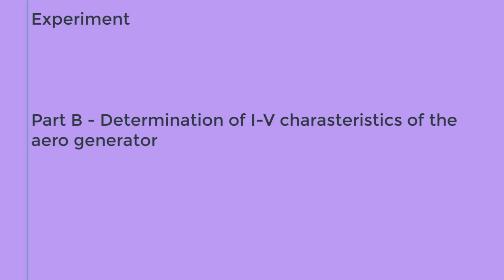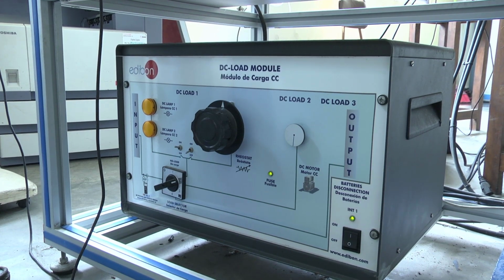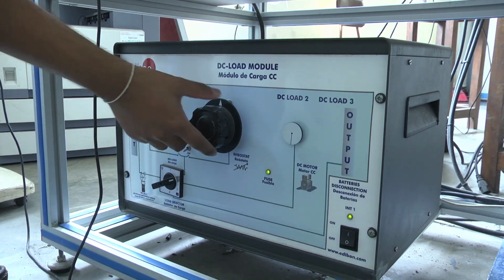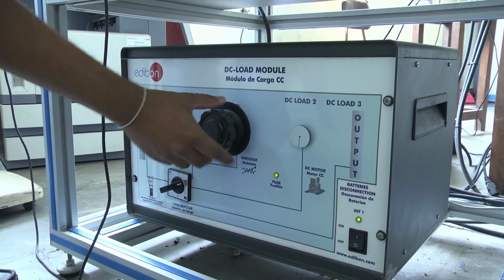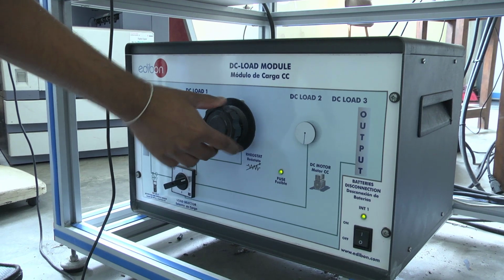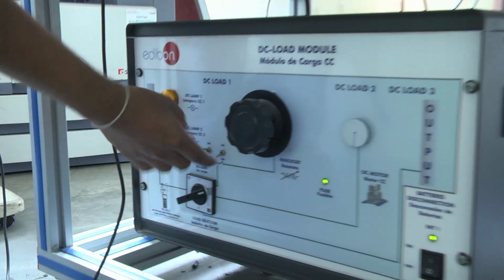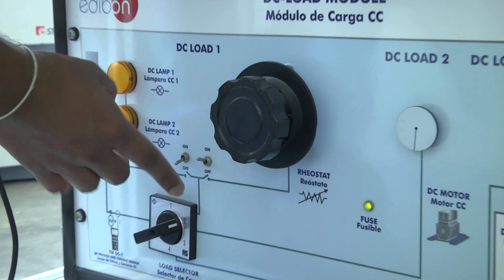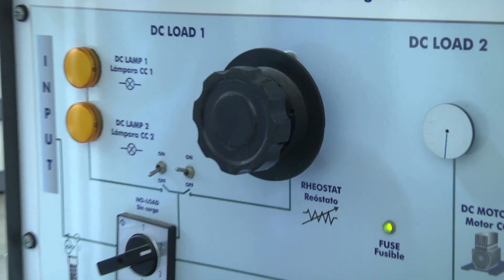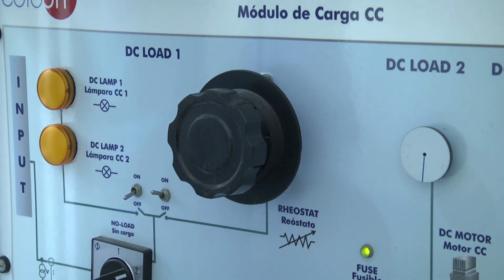Now, Part B, determination of IV characteristics of the aerogenerator. Turn on the DC module and place the DC load selector to position 2. Position 2 means 2 DC lamps and rheostat. It is already in position. We need to place the DC load rheostat at maximum resistance. We can rotate it full leftward. Disconnect the DC lamps which are connected in parallel with the rheostat by lowering the switch.